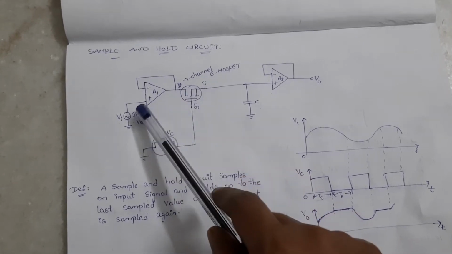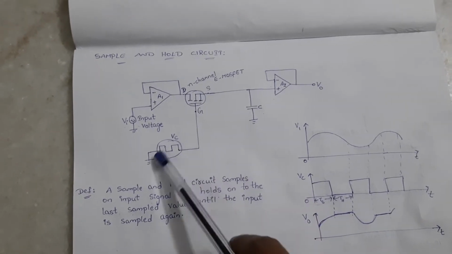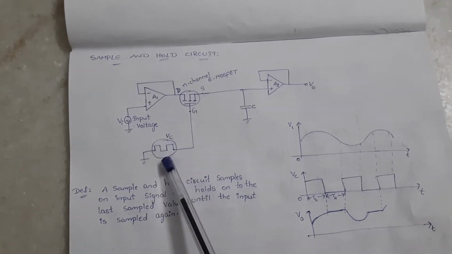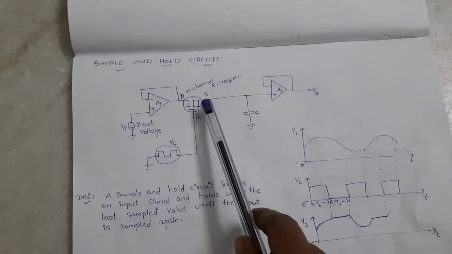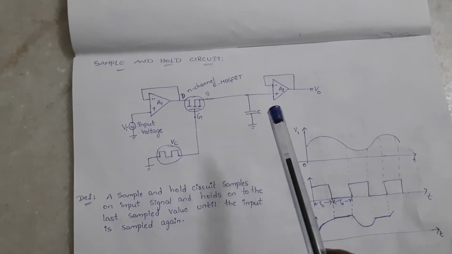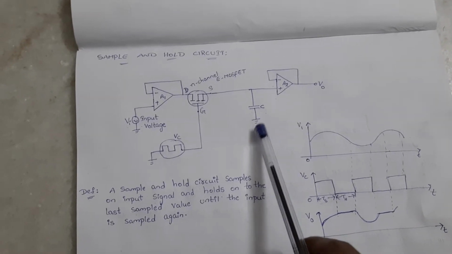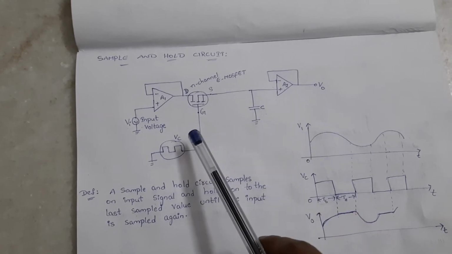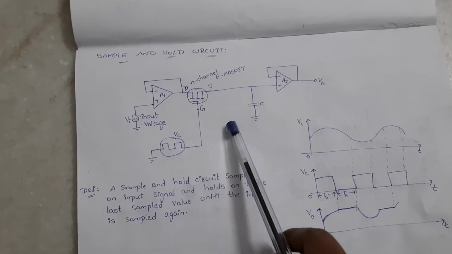The drain terminal is given the input voltage, and the gate terminal is connected to VC. Here VC is nothing but the control voltage. This control voltage will be of ones and zeros, and the source is connected to the A2 op amp. Observe that one capacitor is connected to this A2 op amp, and the output is taken after this A2 op amp. Now let us see the working principle of this sample and hold circuit.